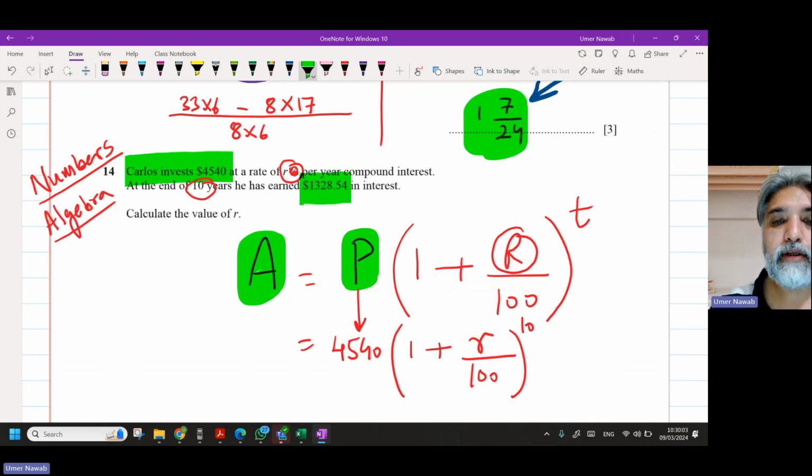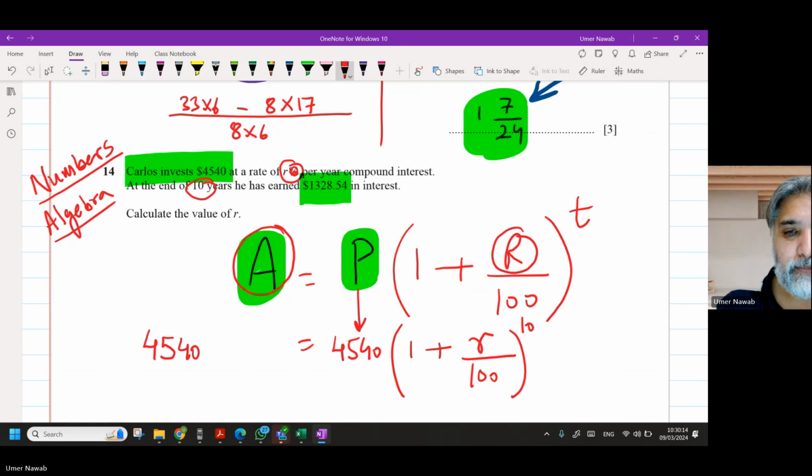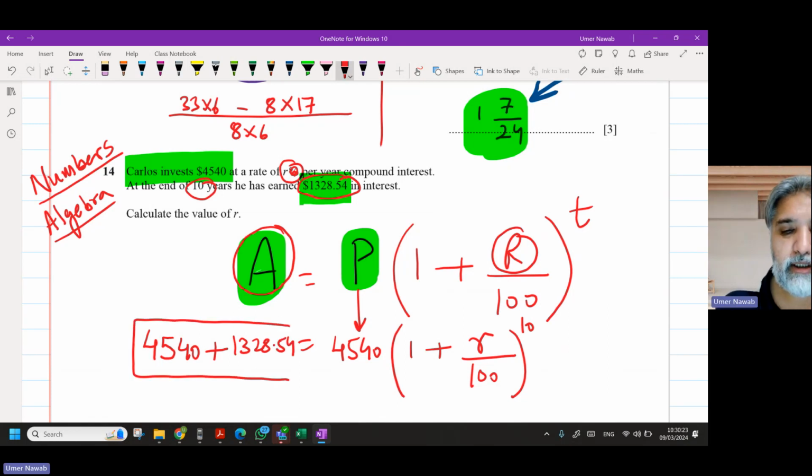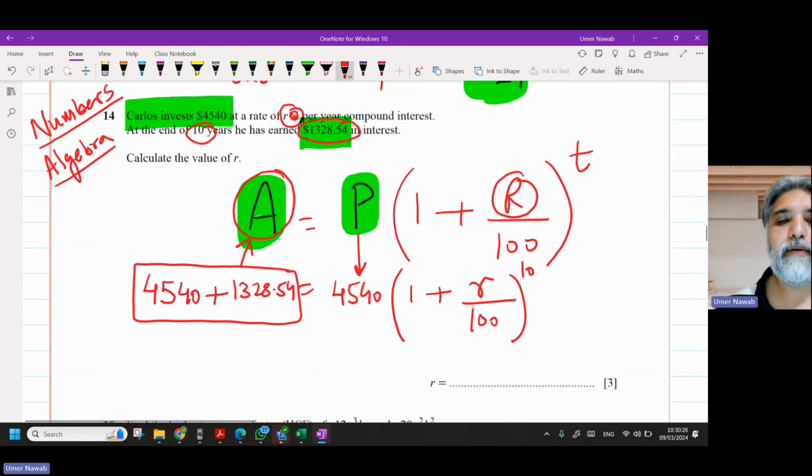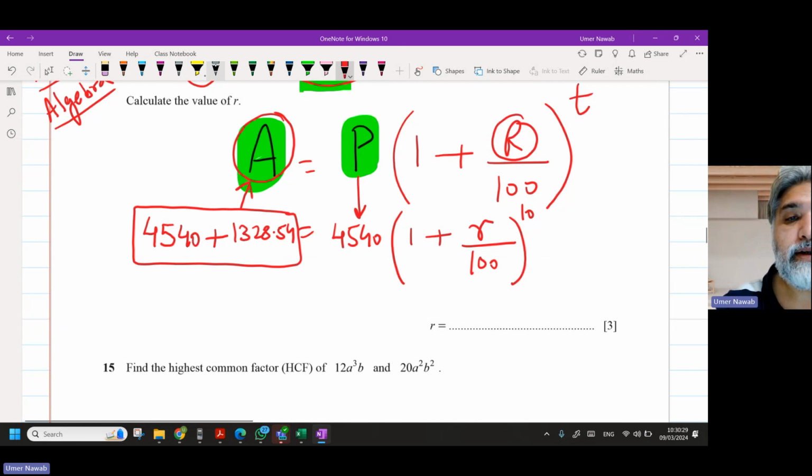Oh, wow. So the question is not giving you the total amount. This is just the profit, so what I need to write is the principal amount plus the interest he has gained. This total is equal to A. I hope it is clear to my students that this is the principal amount when he started the business, and he has earned some profit, which is 1328.54. The sum of these two is equal to A, the total amount in the formula.